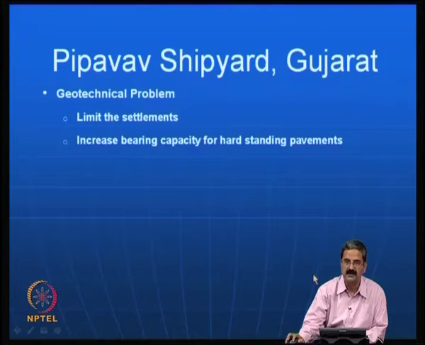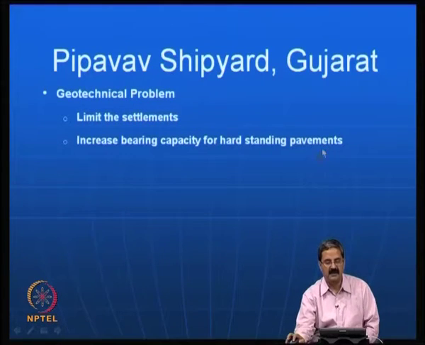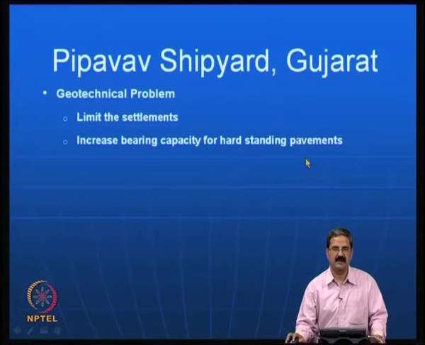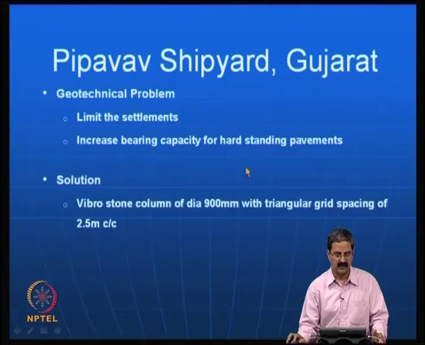Of course, the problems are that when you have such soft soil with such a low SPT number, you have settlement problems. So, limit the settlements and increase the bearing capacity for hard standing pavements. They have to construct pavements on such materials, so you need to have a good bearing capacity. The solution again: vibro stone columns of 900 mm diameter with a triangular grid spacing of 2.5 meters center to center.